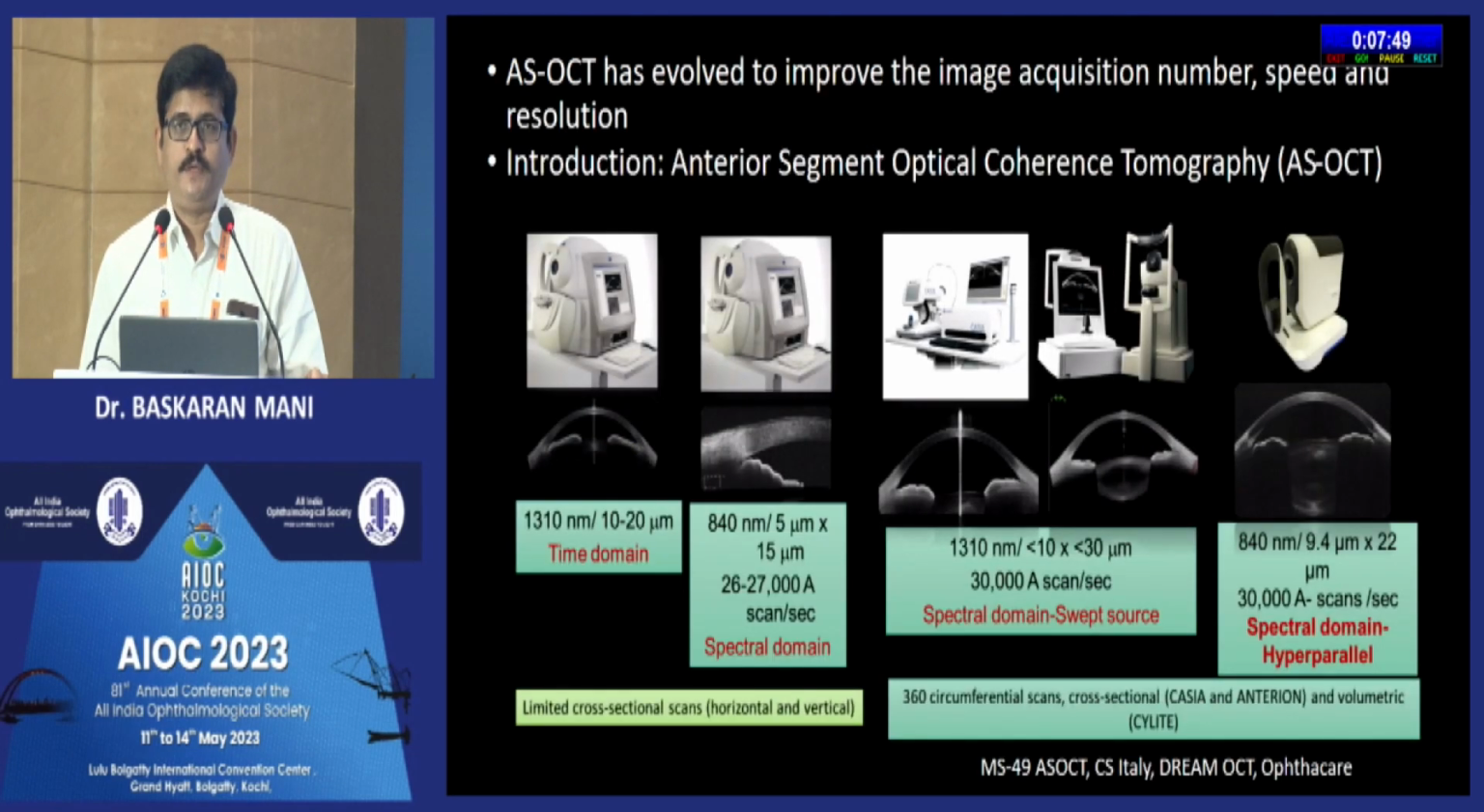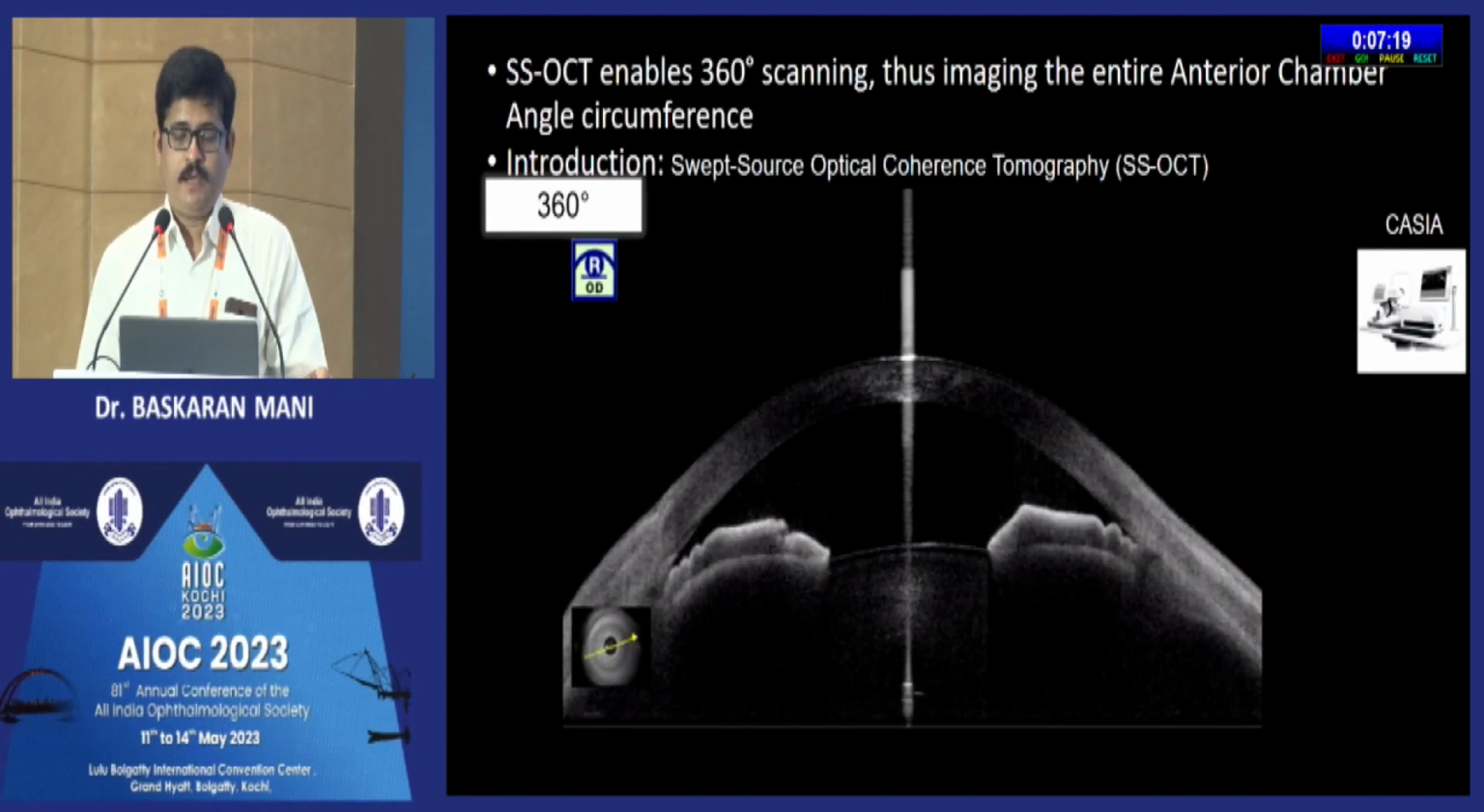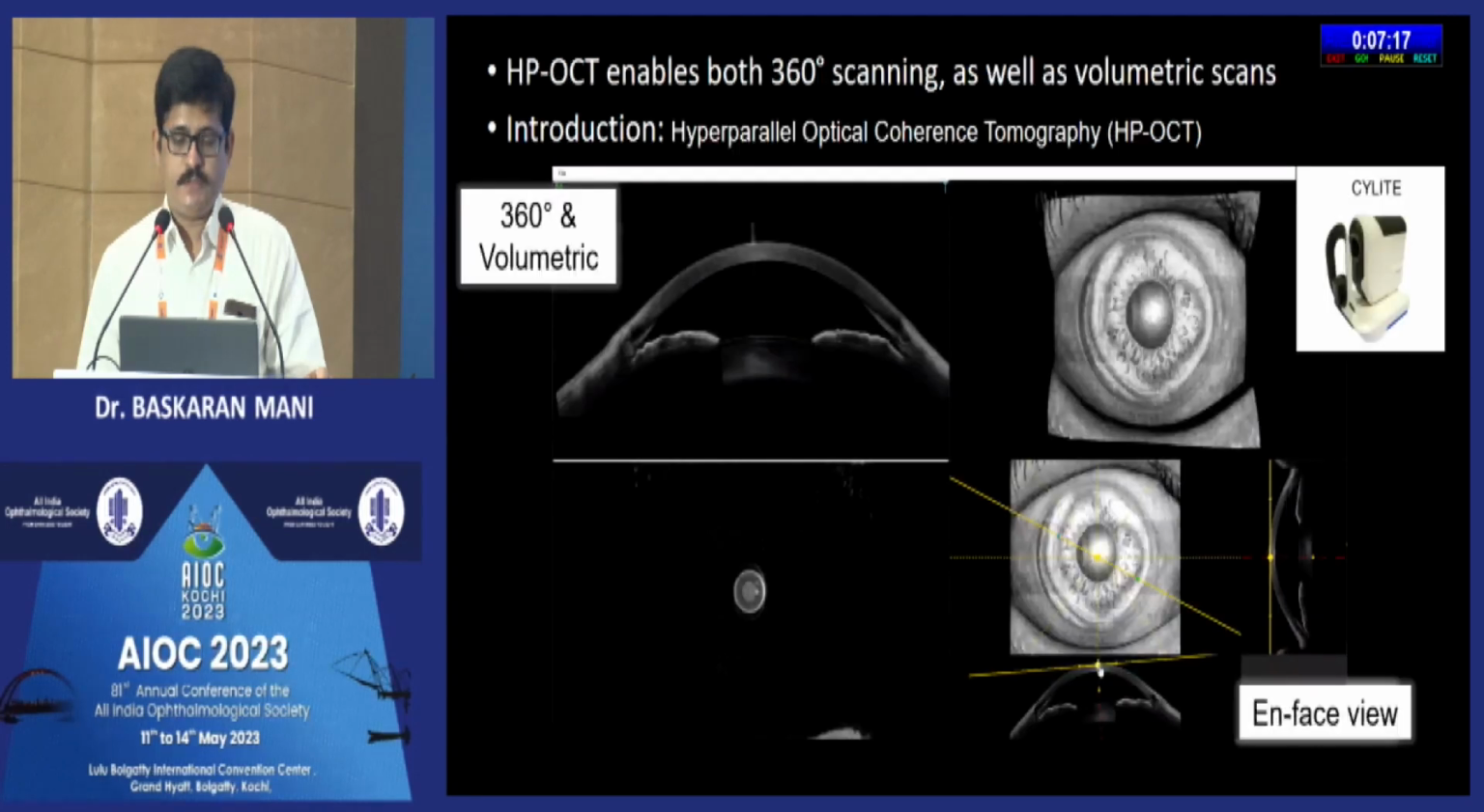So we have so many of these, and I do not think there is anything in particular that we can choose, but it is good to know about these things. Mostly these are 14 to 16 millimeter angle to angle scans that are available. You can see the Anterion, Spectralis, Cassia 1, 2, and there are some newer systems like hyperparallel OCTs called Silite, MS-39 ASOCT, and the Dream OCT from Aftercare, and Optopol, Optoview. All those OCTs are available, and we get a 360-degree view of the angle.